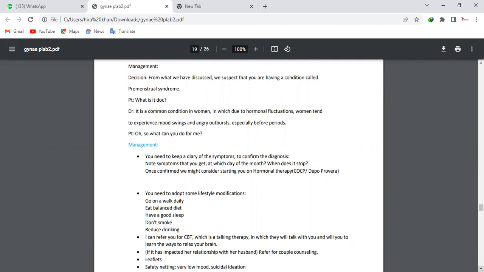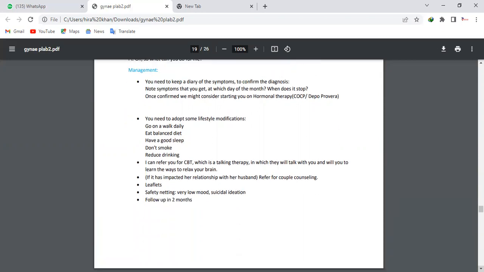All right. And also we need to adopt some lifestyle modifications, like go on a walk on a daily basis, eat a balanced diet, have a good sleep, don't smoke, and reduce drinking. Mention these last two points only if the patient mentions in the history that I do smoke and I drink. Otherwise, if he or she is not drinking or smoking, then you are not supposed to say it. Otherwise, you sound scripted.